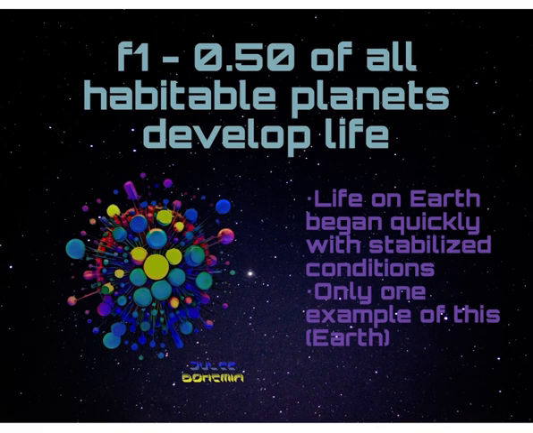Now we move on to more uncertain territory. This value estimates the fraction of habitable planets that actually develop life. On Earth, life appeared relatively quickly once conditions stabilized, within a few hundred million years. However, Earth is our only example, so we can't be sure how common this really is. Because of that uncertainty, I chose 0.5, or a 50-50 chance, as a balanced, optimistic estimate.